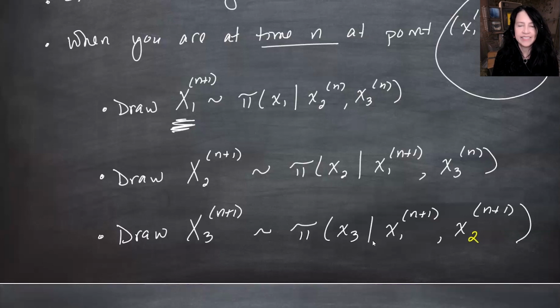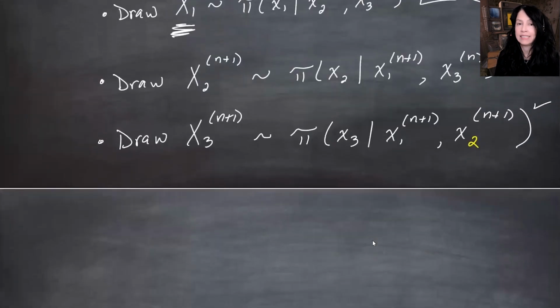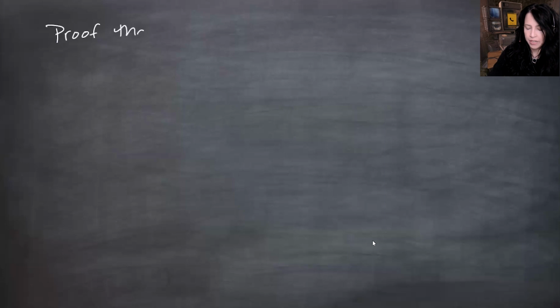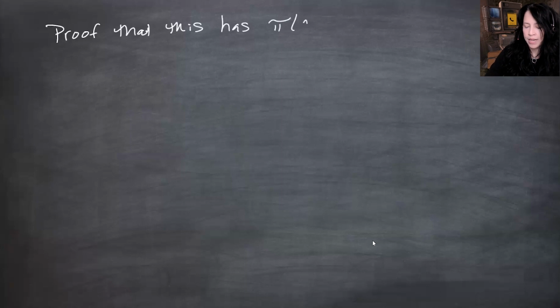So let's see why this works. And you're able to do this far more often than you might think, especially if you are doing Bayesian statistics. Okay, let's prove it. Why does this give us the right stationary distribution? That this has the target, which I'm going to call pi of x1, x2, x3, as the stationary distribution.